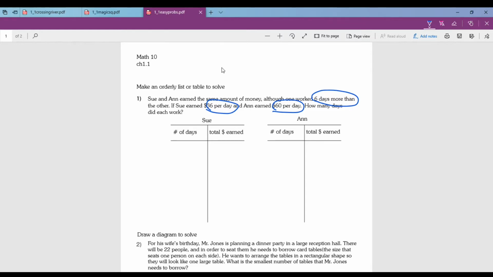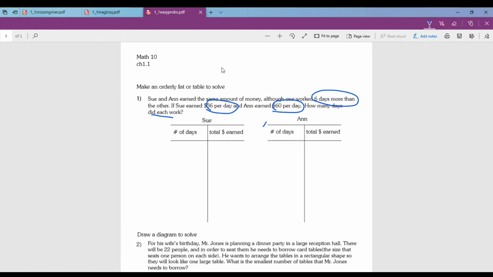Well, the first thing we have to figure out is who worked more days. If they made the same amount of money, who worked more days? Well, it has to be Sue because she earns less per day. So we know Sue's going to work 6 more days than that of Ann. And when we try these problems, we could use algebra or we can use guess and check.